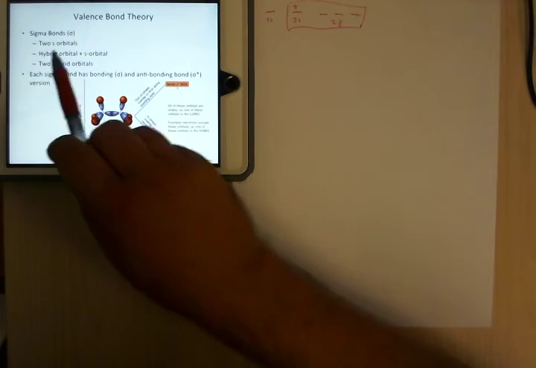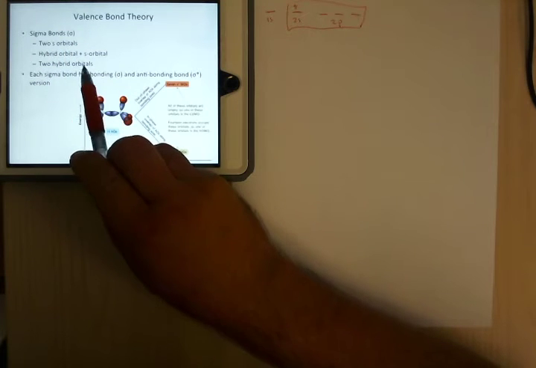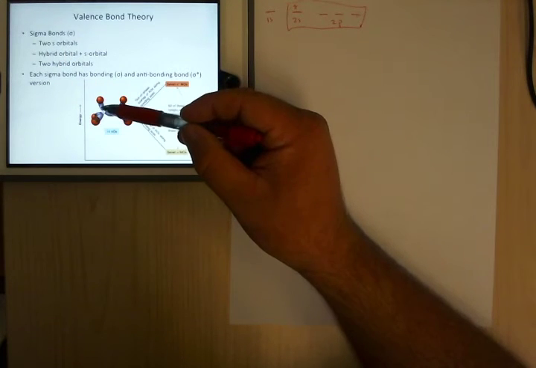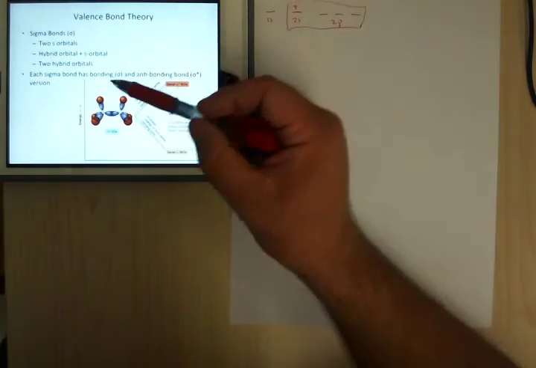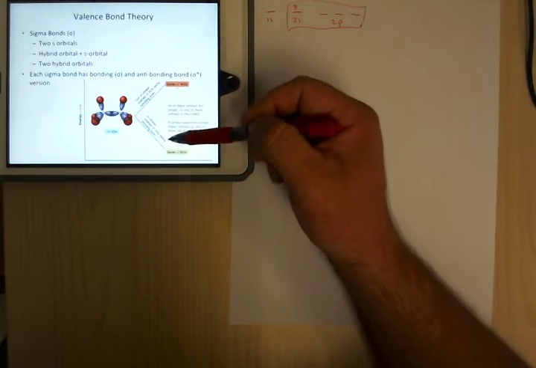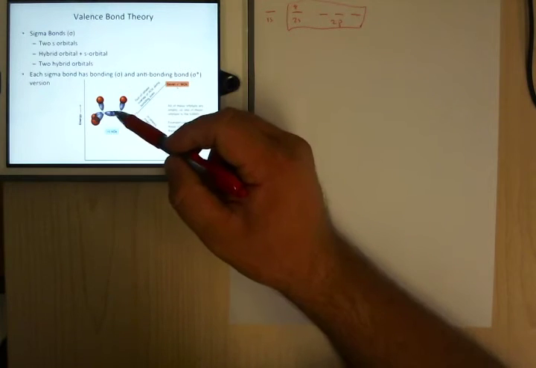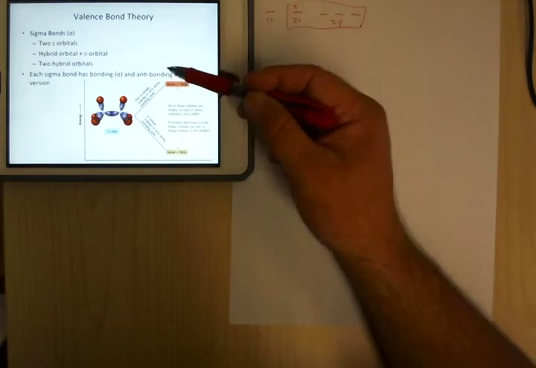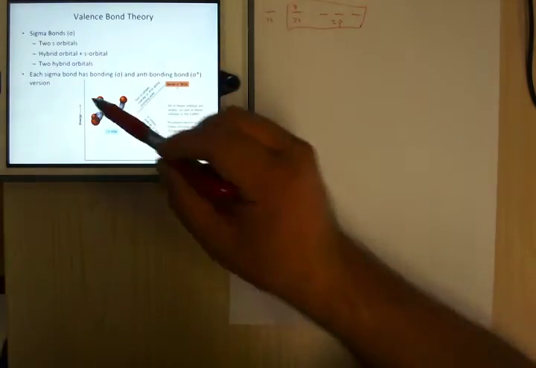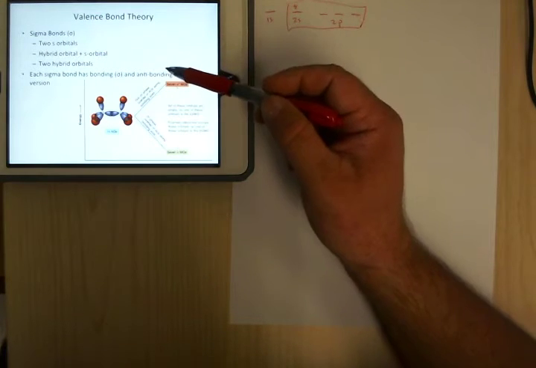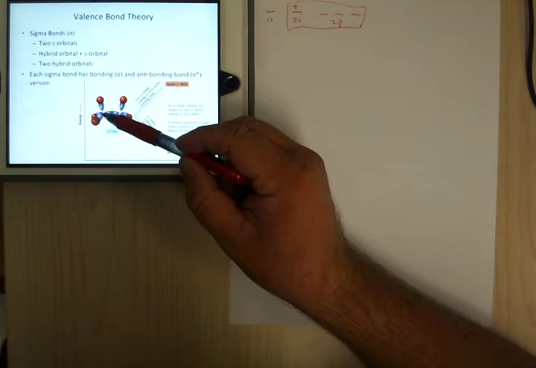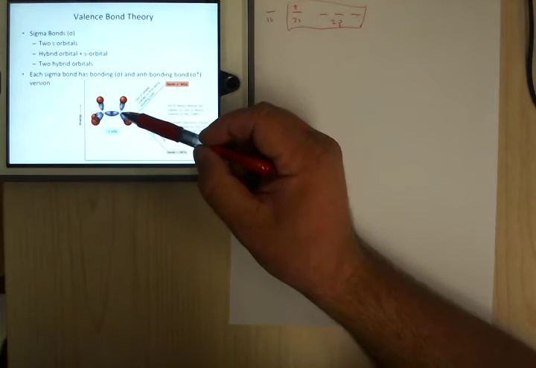If you combine either 2 s orbitals, 2 hybrid orbitals, or a hybrid and an s, those are always going to be what's called a sigma bond. Anything with s character, technically, you're going to get a bonding and an anti-bonding, but we really don't care too much about the anti-bonding. But for here, we put in 7 atomic orbitals: 4 from here, 4 from here.